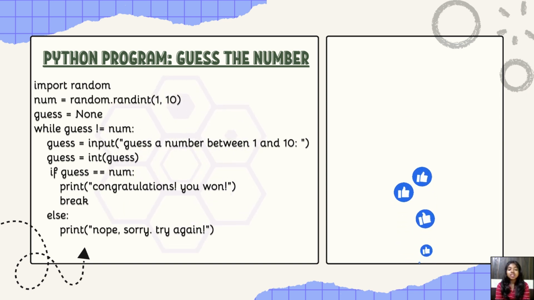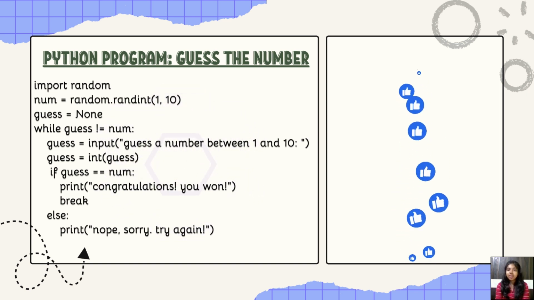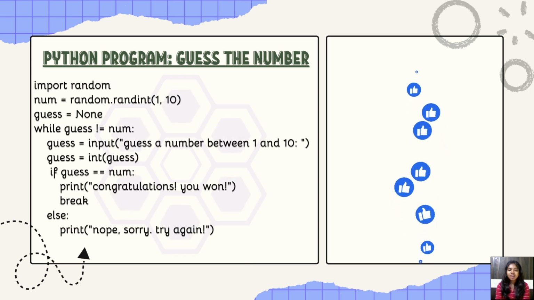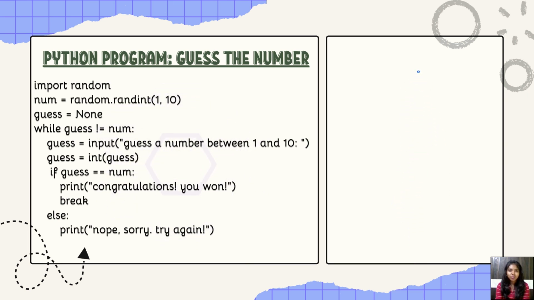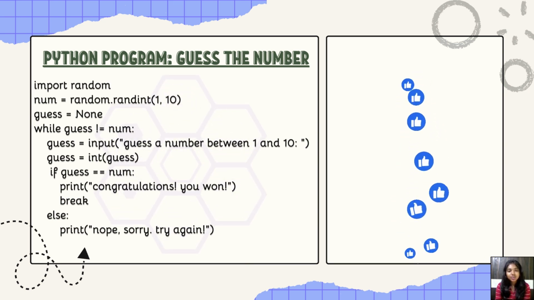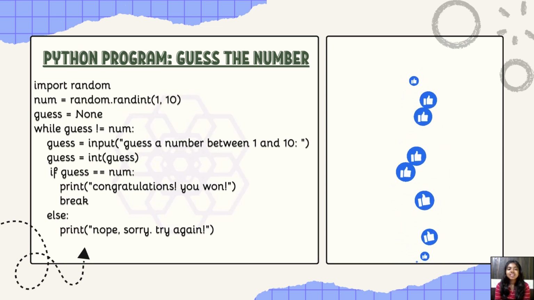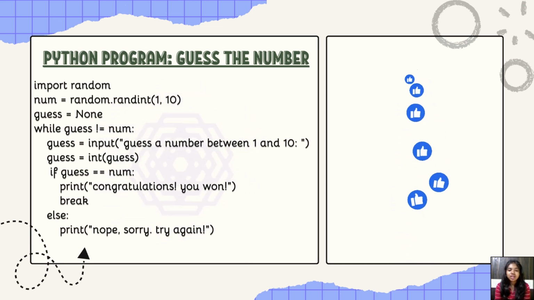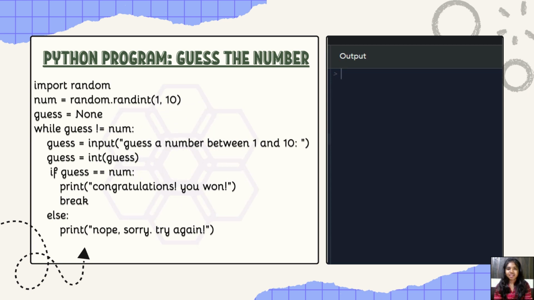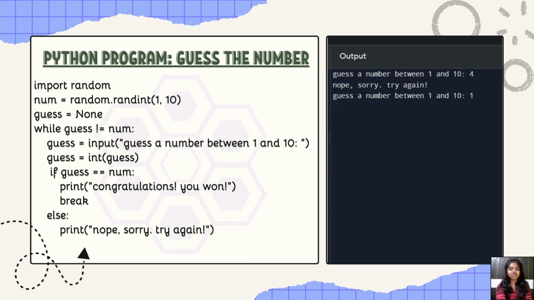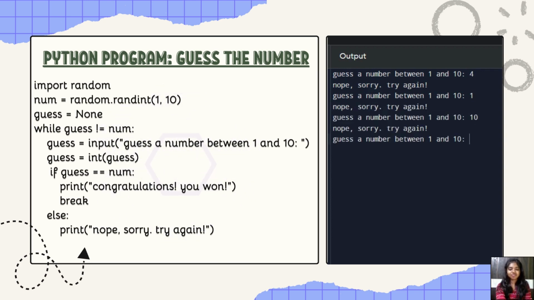All over, this code creates a simple number guessing game where the user has to guess a random number between 1 and 10, including 1 and 10. The game continues until the user guesses the correct number. Now let's quickly run the program. Here you can see we successfully got the output.